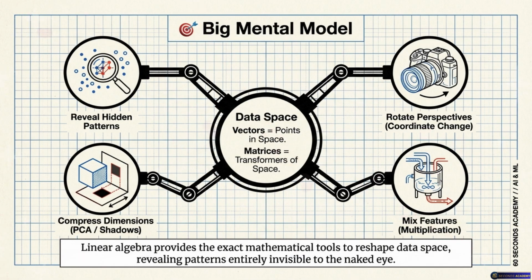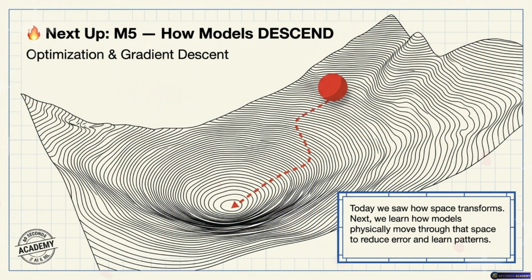But there is a massive piece of the puzzle we haven't solved yet. Today, we saw how space transforms. We learned the mechanical operations of the matrix. But if a matrix is initially just filled with random numbers, its transformations will be useless. It will just scramble the data. To truly build artificial intelligence, the model must learn which specific transformations actually work. It must learn the perfect matrix weights on its own.